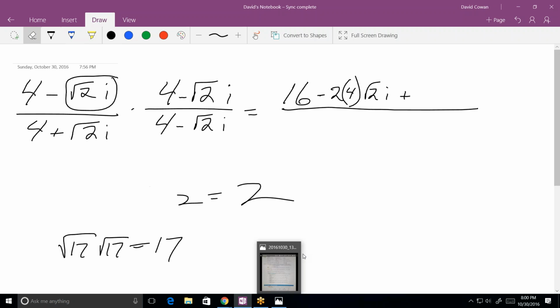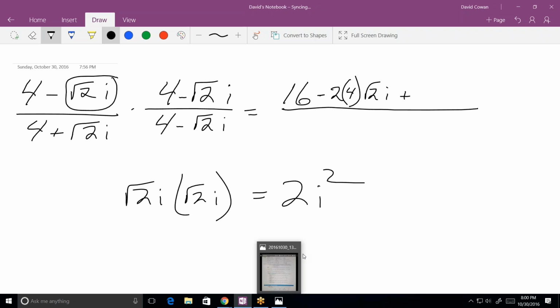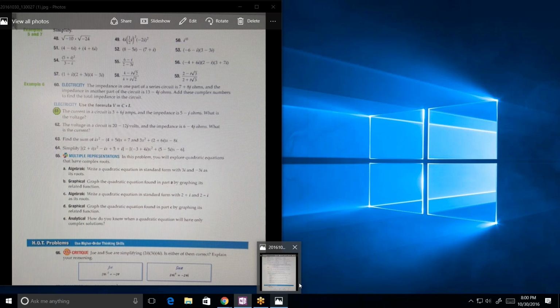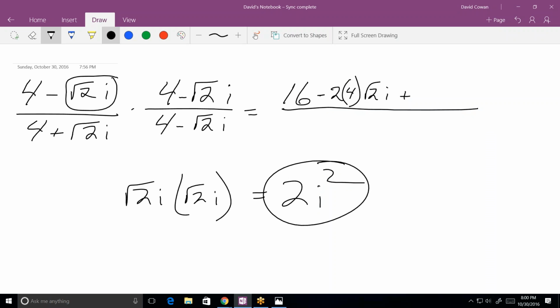Got it. Okay, which means the square root of 2i times the square root of 2i, well, this is 2i squared. Yeah, in other words, you have to multiply the square root of 2 times the square root of 2, but you also have to multiply the i times the i. Got it. When I've got a times b times c times d, I can multiply them in whatever order I want, but it's all going to come out to be that. So that's 2i squared. That's what b squared is.